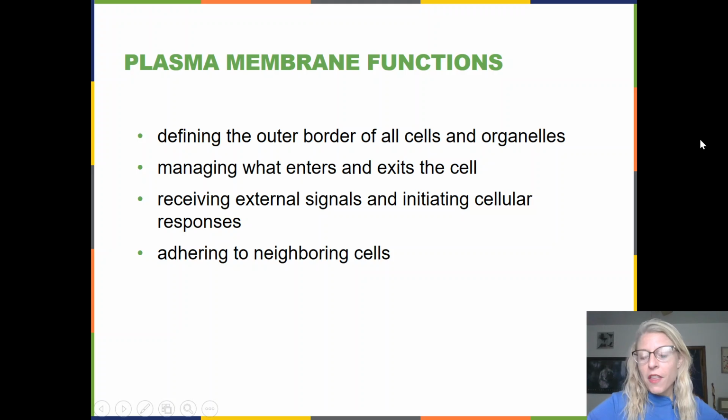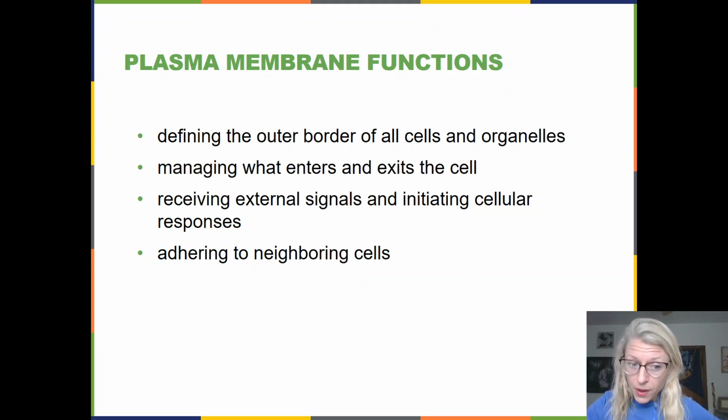All right, so the functions of the plasma membrane. What's the purpose of this thing? It defines the outer border of all the cells and organelles in your body. It manages what enters and exits the cell, receives different signals that initiate cellular responses, and it helps with joining to neighboring cells for different functions.